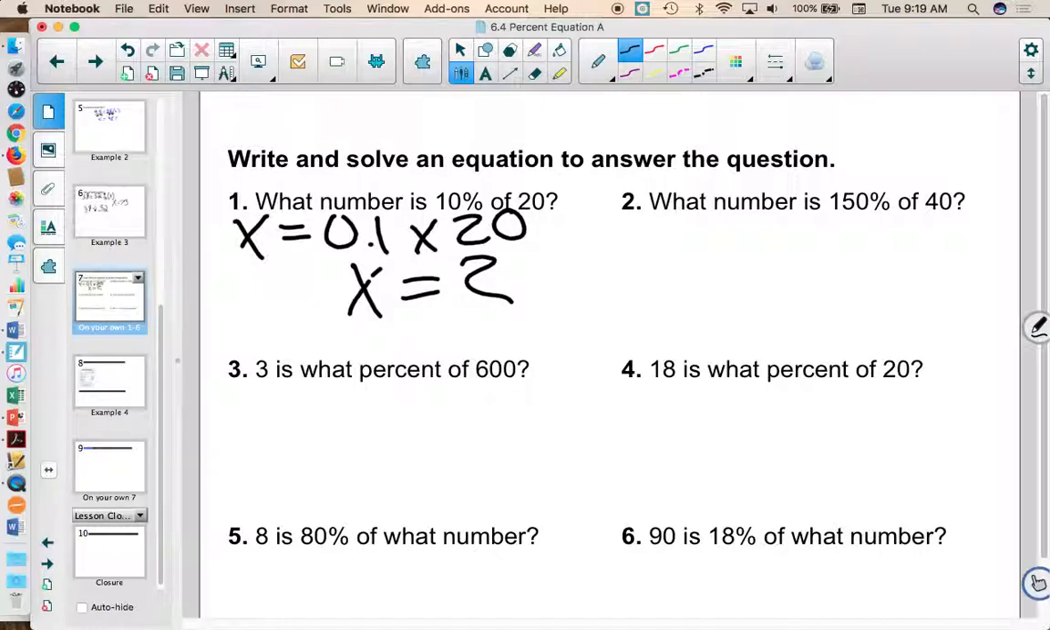Nice job, Riley. Glad you did this. Give me a side line. This, number 2. What number is 150% of... 150% of goes into parentheses. So you see what you did wrong?